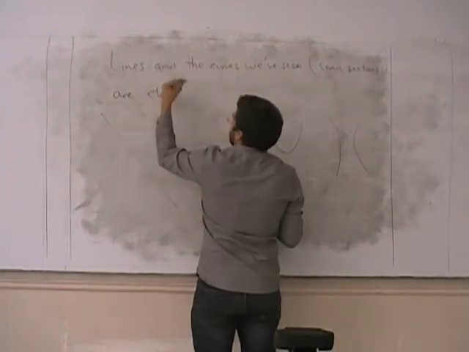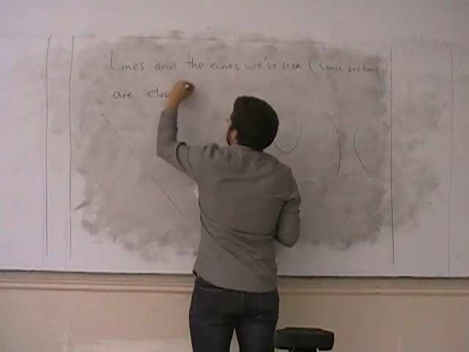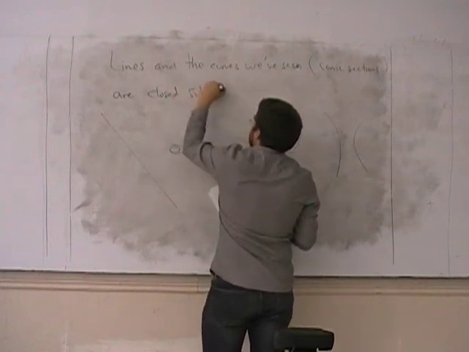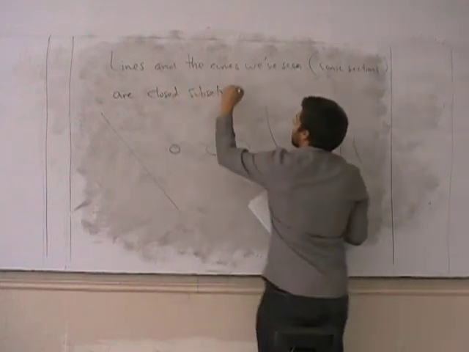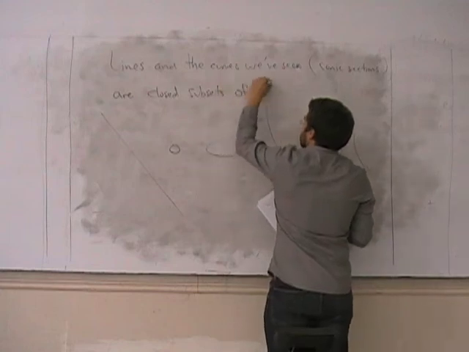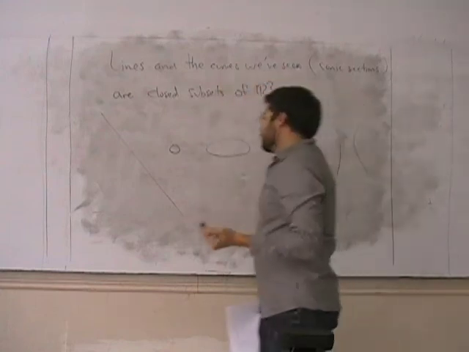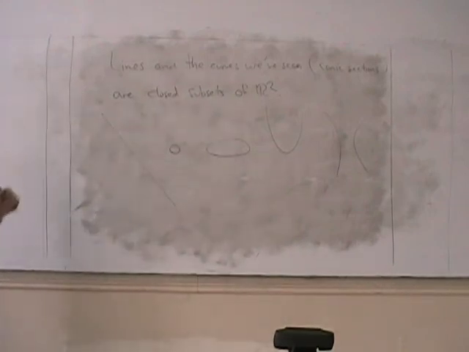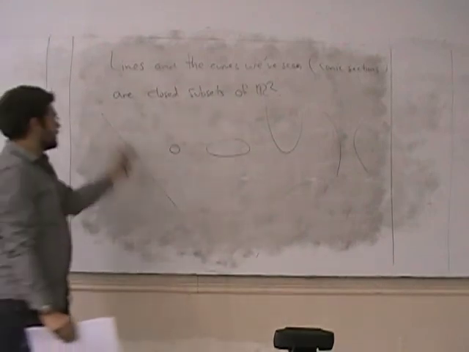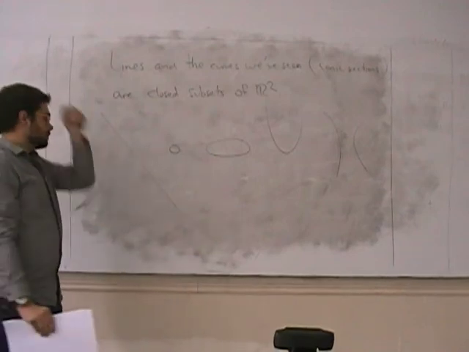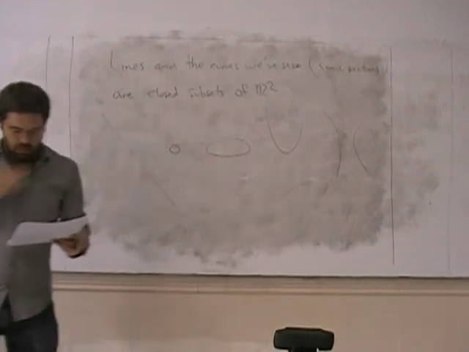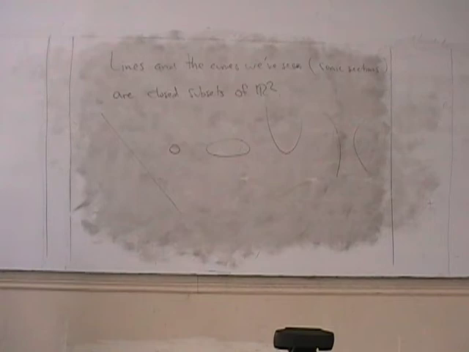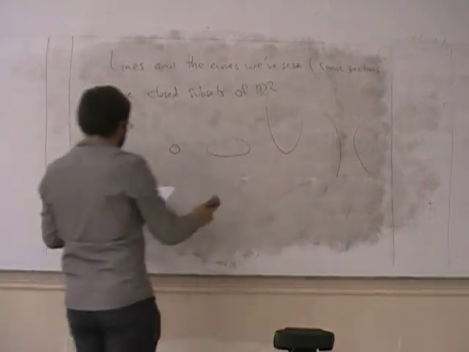So these are important examples of closed subsets of R2. So you can either see that the complement is open, or you can think about it in terms of limit points if you want. These sets contain all their limit points.